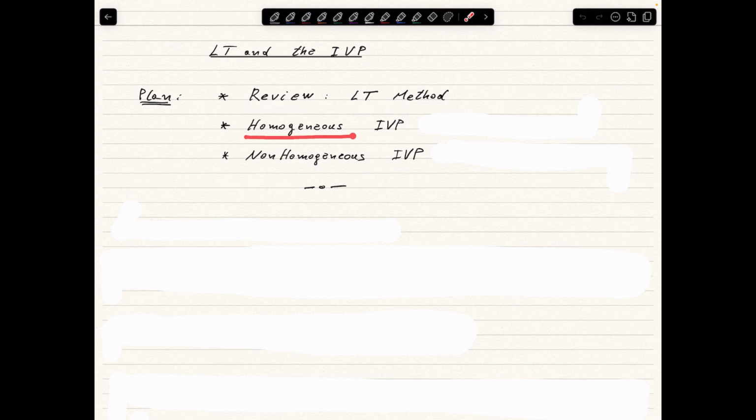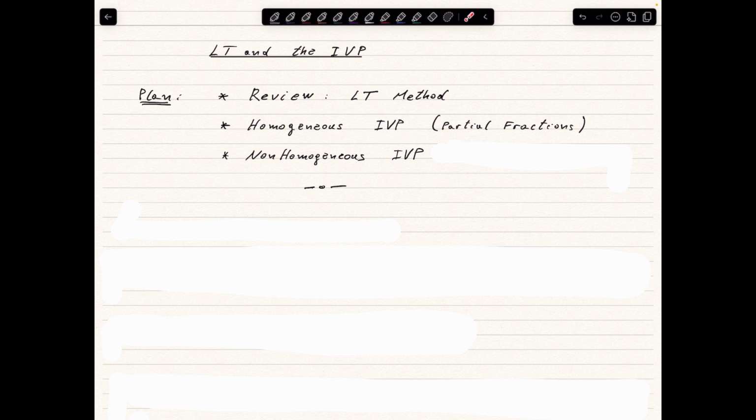The first one is going to be a homogeneous initial value problem, and we are going to solve it using the Laplace transform method. And in the middle of the calculations, we are going to use a method that is called partial fractions.